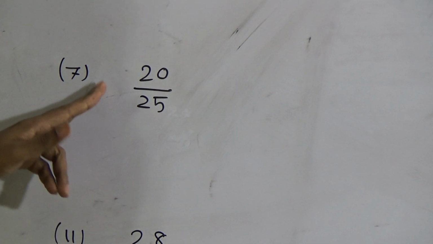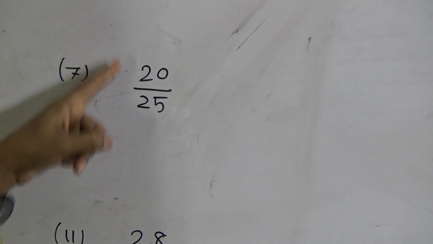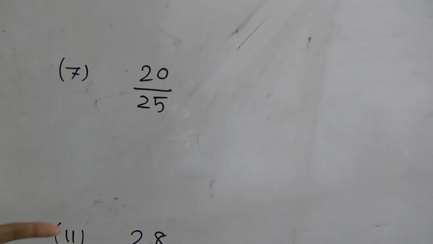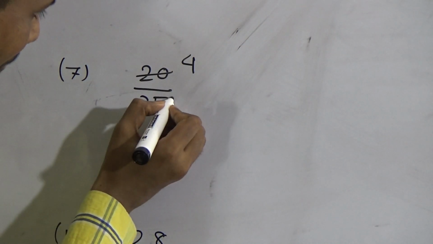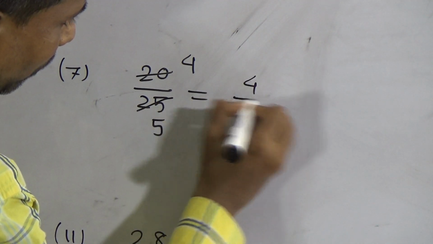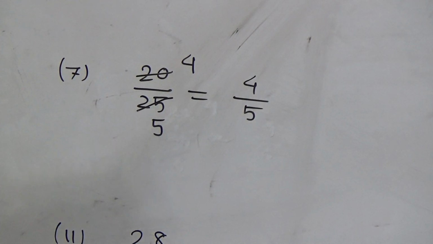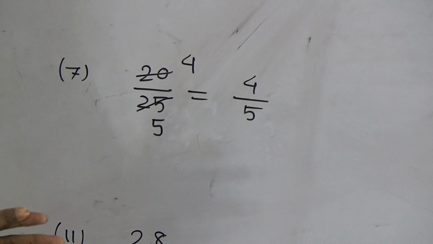Okay, student, in the previous way, I hope you understood how we can determine the factors. Look, 20 and 25. Which one is the common factor between 20 and 25? Obviously 5. Now divide 20 by 5, then you get 4. Similarly, divide 25 by 5, then you get 5. This is equal to 4 by 5.